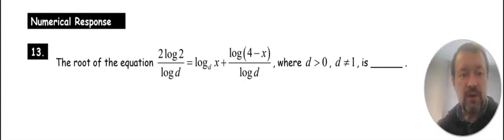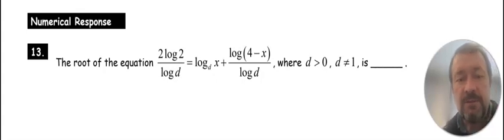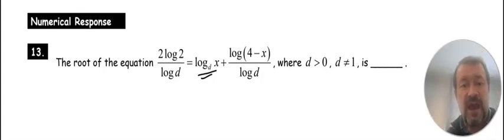Okay, so in this question we are looking for the root of the given equation. And you notice that we've got this division by a log d in two different places here. And right here we've also got this logarithm as a base d. Now, there's clearly the application of the change of base rule here.